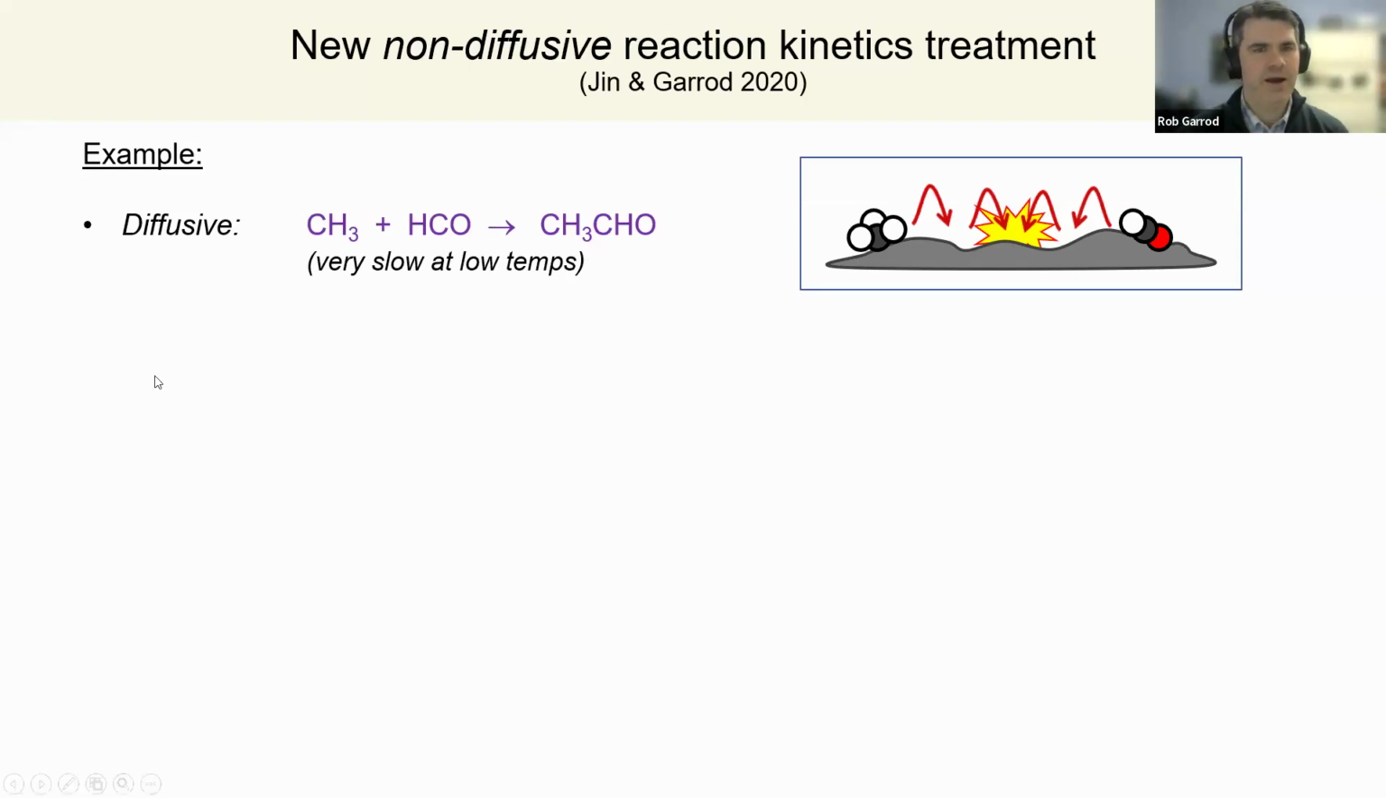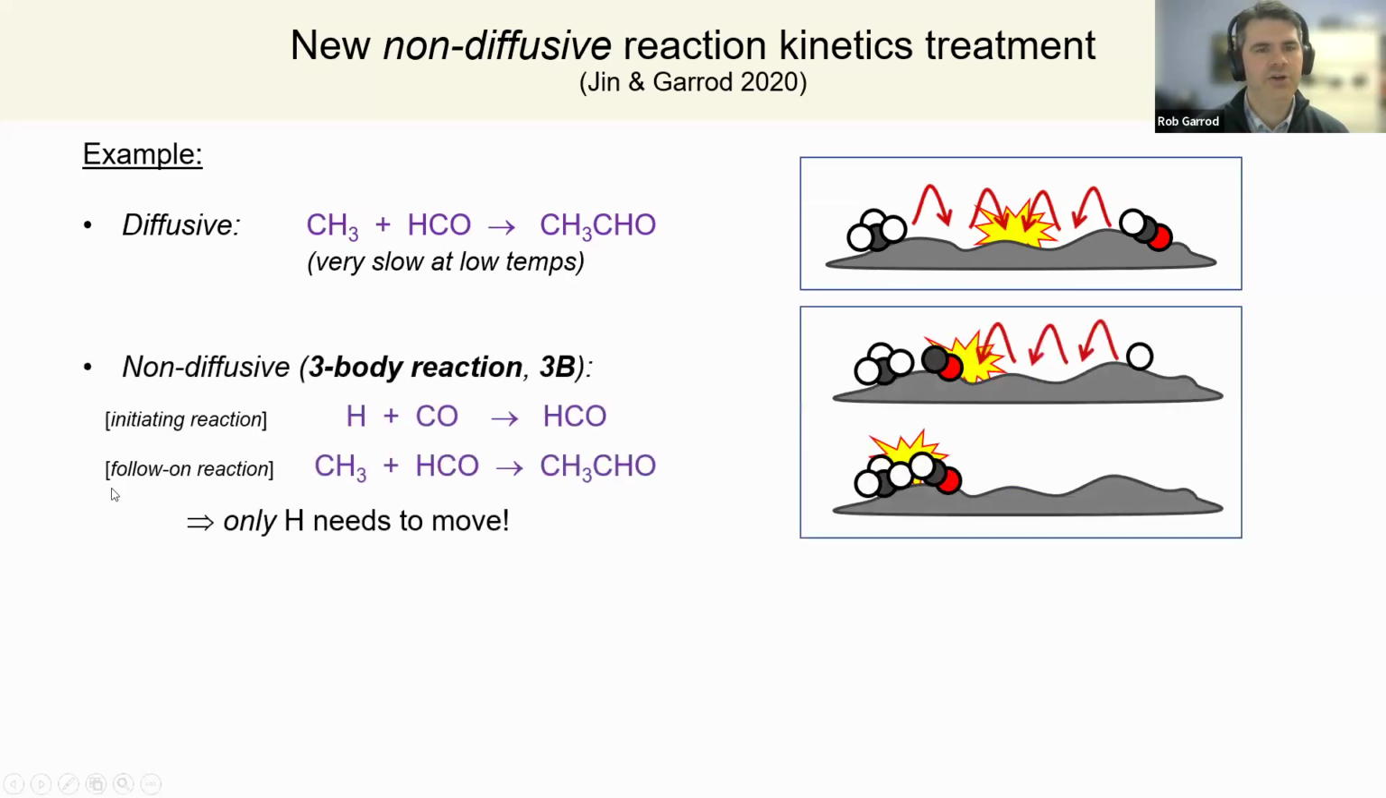What was missing from our models was the possibility that you could form one of these in the presence of the other. That is to say, grain surface chemistry could produce radicals next to other radicals so that they didn't have to diffuse. They would immediately be next to each other and react, and that would mean you could form a more complex molecule. An example is what we call a three-body reaction. You have an initiating reaction where you hydrogenate CO that happens to be next to a methyl radical. Hydrogen diffuses, produces HCO, but neither the HCO nor the methyl radical has to move.